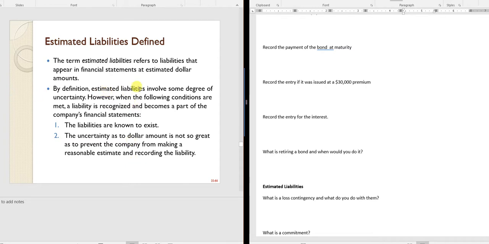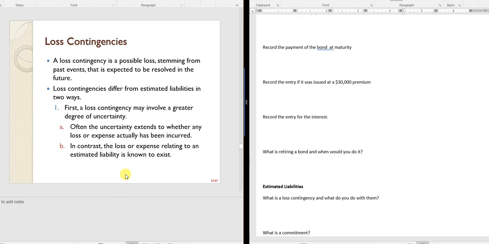Okay, so notice estimated liabilities have some uncertainty. Two big estimated liabilities are warranties and lawsuits. Okay, so loss contingencies are different. A loss contingency stems from a past event that is expected to be resolved in the future.